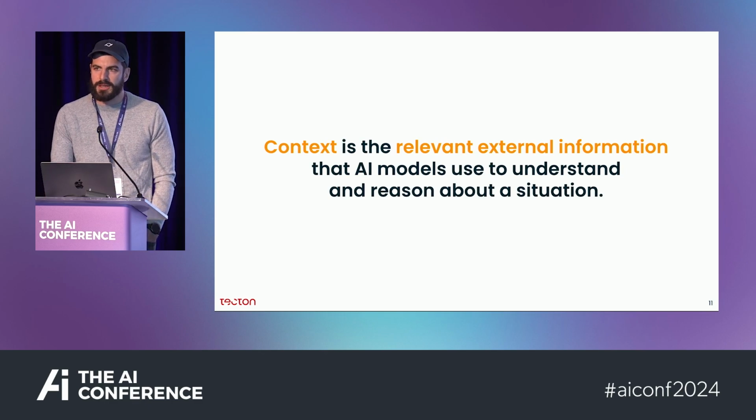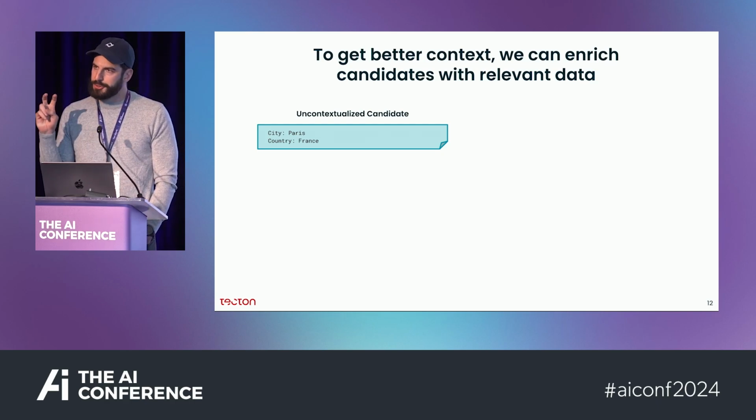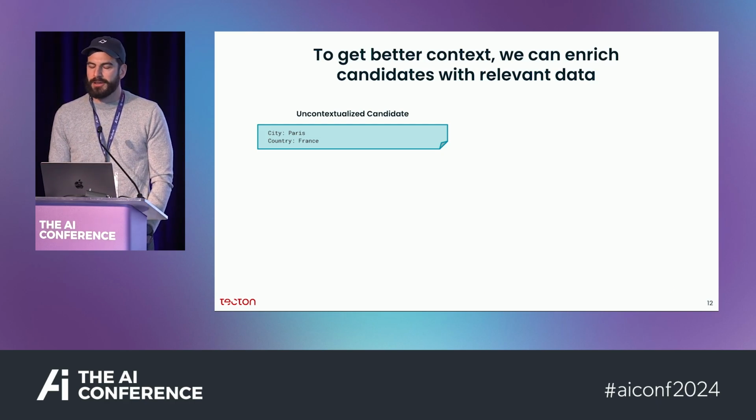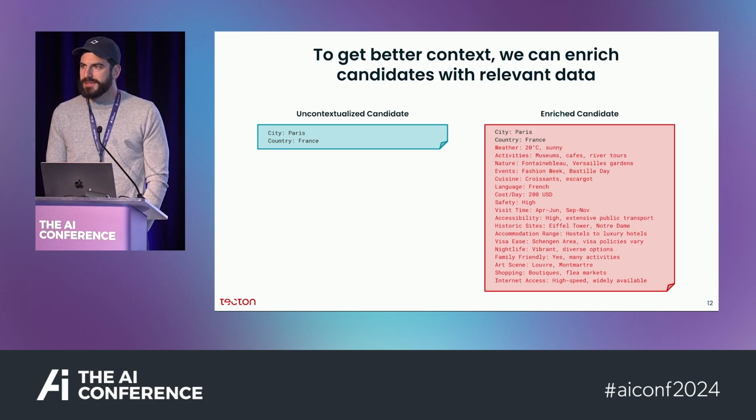Context is really the information that is relevant to the task at hand or to the given situation that allows the model to reason properly and make the right recommendation for you. So instead of these uncontextualized candidates, which are very lightweight information, we really want the model to know everything about the things that we're reasoning over.